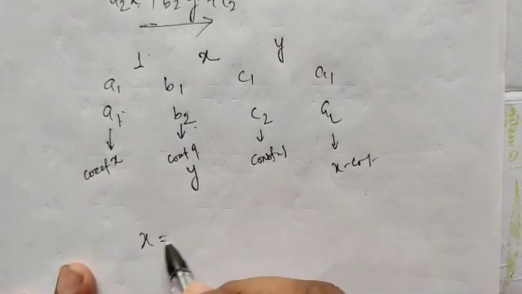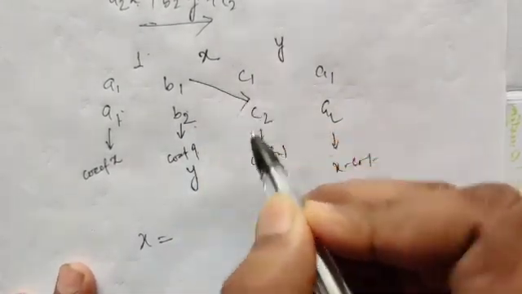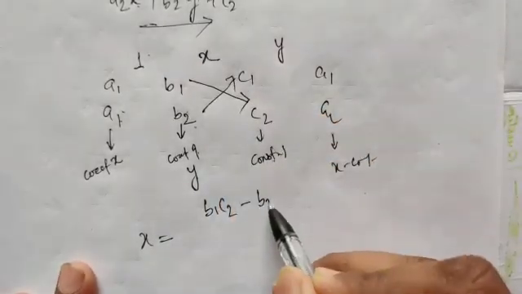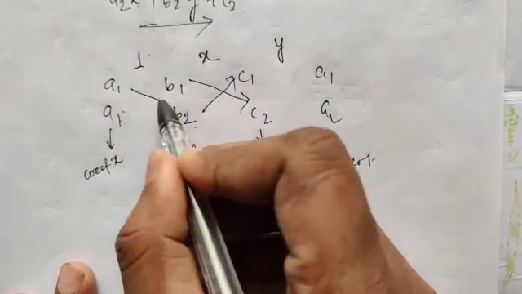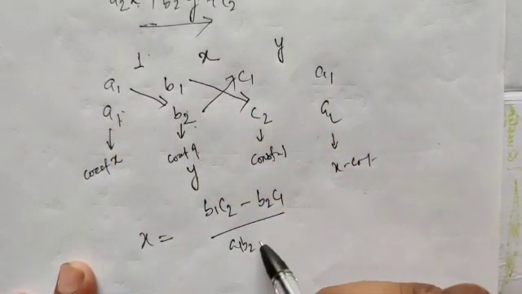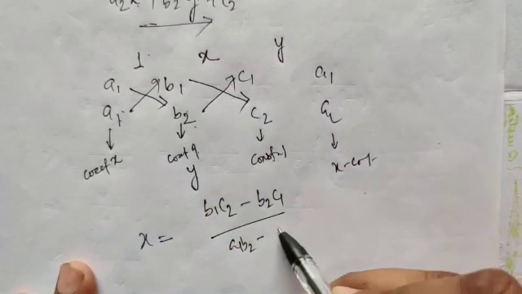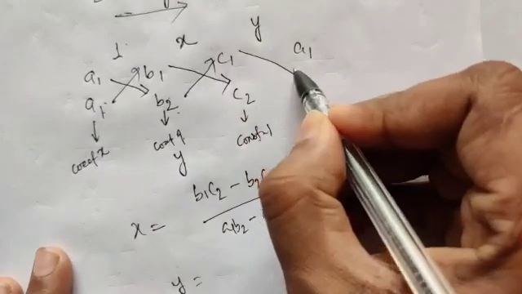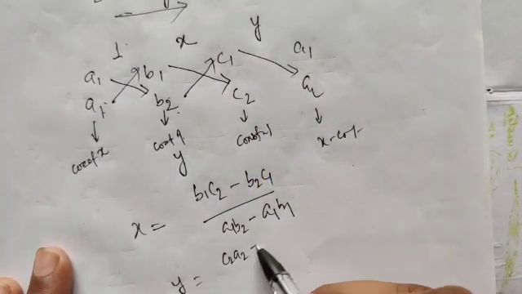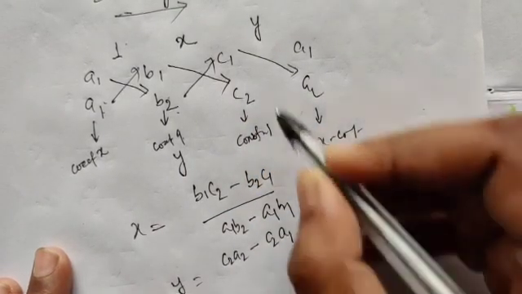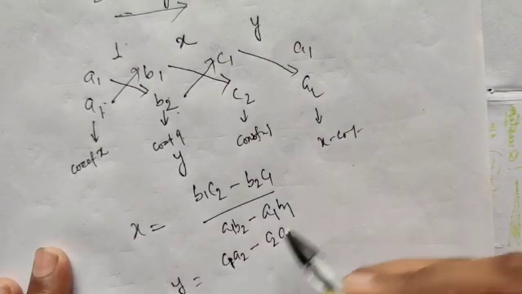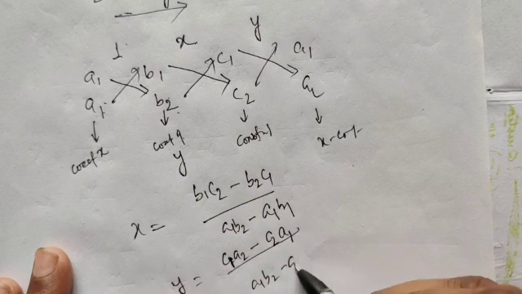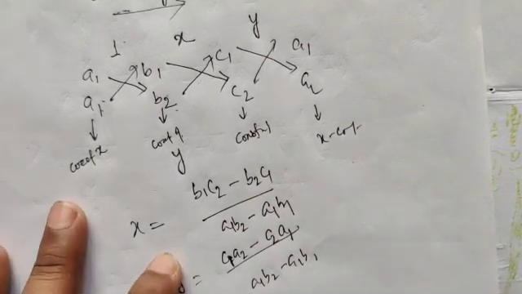Now if you write x, first you write the x column, cross multiply this. Whichever way you choose, you will get the same answer. Then divided by this part, 2 minus a1 b1. Then y: cross multiply this, c1 a2 minus c2 a1, this by the same denominator below, a1 b2 minus a2 b1. Okay, hope you have understood. Thank you.